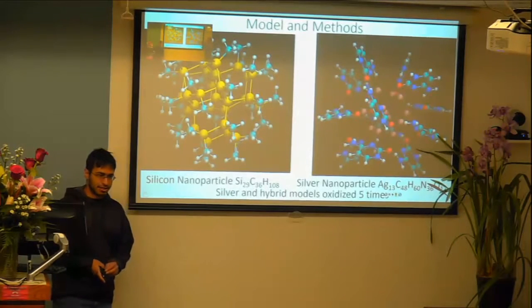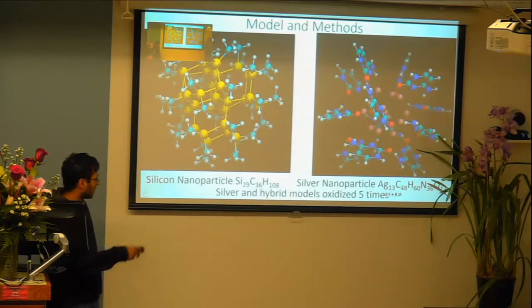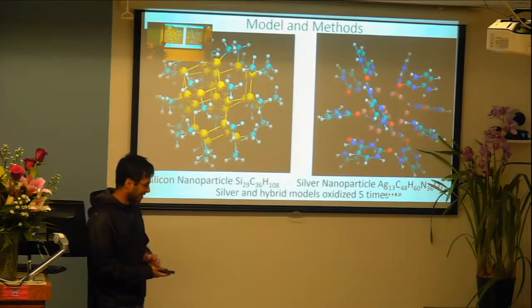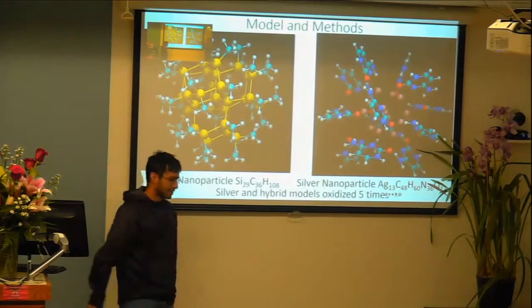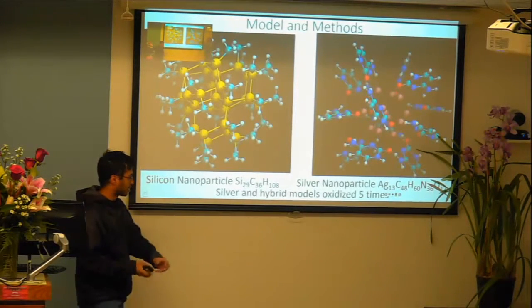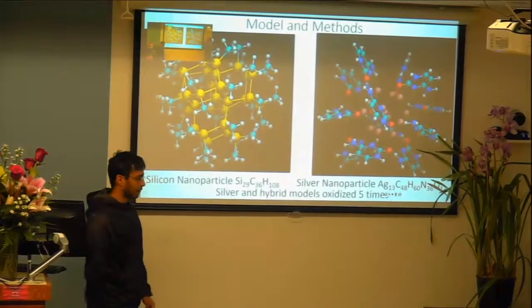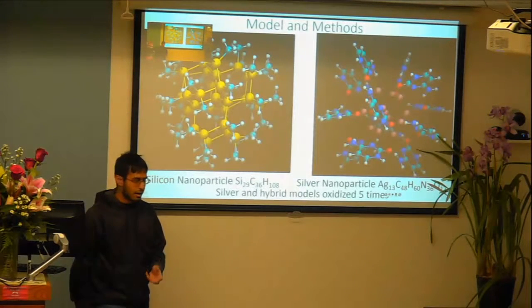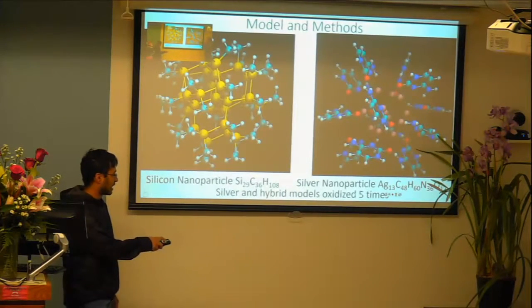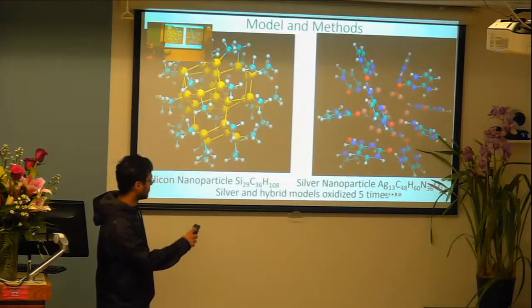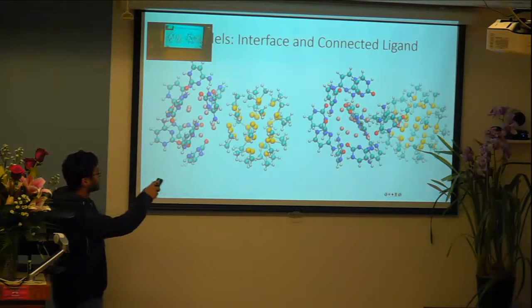For the purpose of our simulations, which were run in VASP, the silver and hybrid models were oxidized 5 times. This means that from the neutral model, we removed 5 electrons when we were running simulations on them. This was to explore different oxidized states for our model. But for the purpose of this talk, I'm only going to be talking about the simulations where we removed 5 electrons.